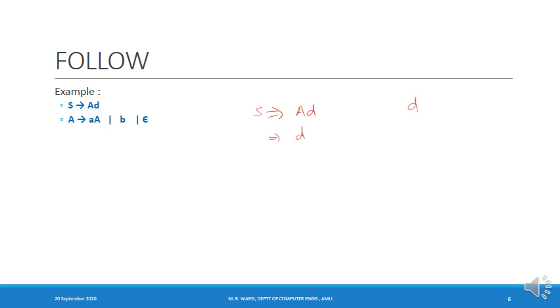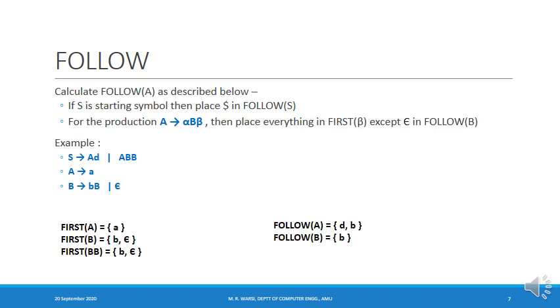So this would have made the purpose and the significance of the follow clear to you. Let's now learn how to calculate the follow. Given a grammar, I would like to calculate the follow of various variables. Let us now discuss this. First of all, I'll be placing dollar in the follow of the starting symbol. So if capital S is the starting symbol, I will add dollar in the follow of capital S. Now I'll take each production of the grammar one by one and calculate follow on the basis of that production.